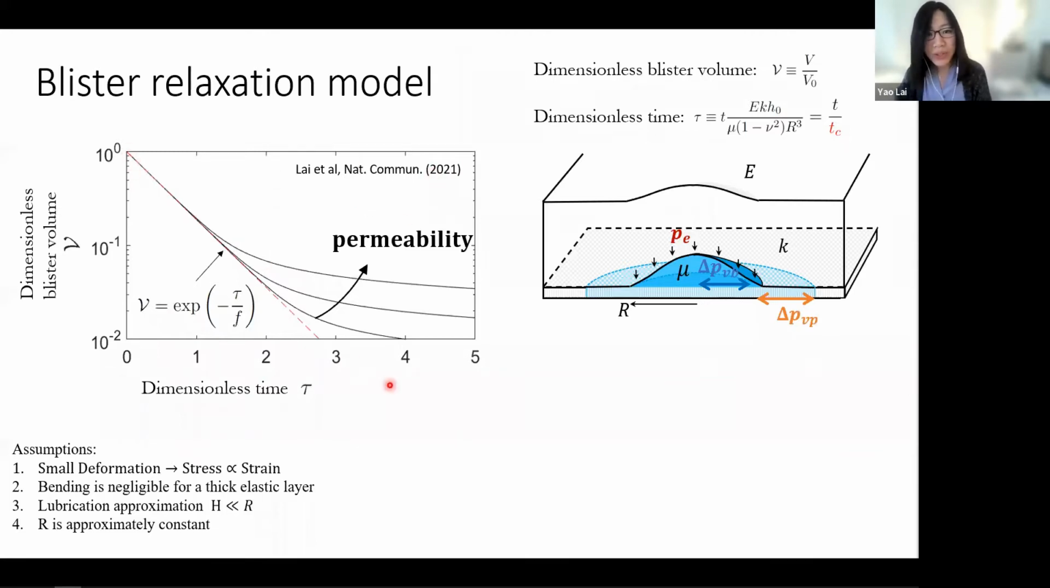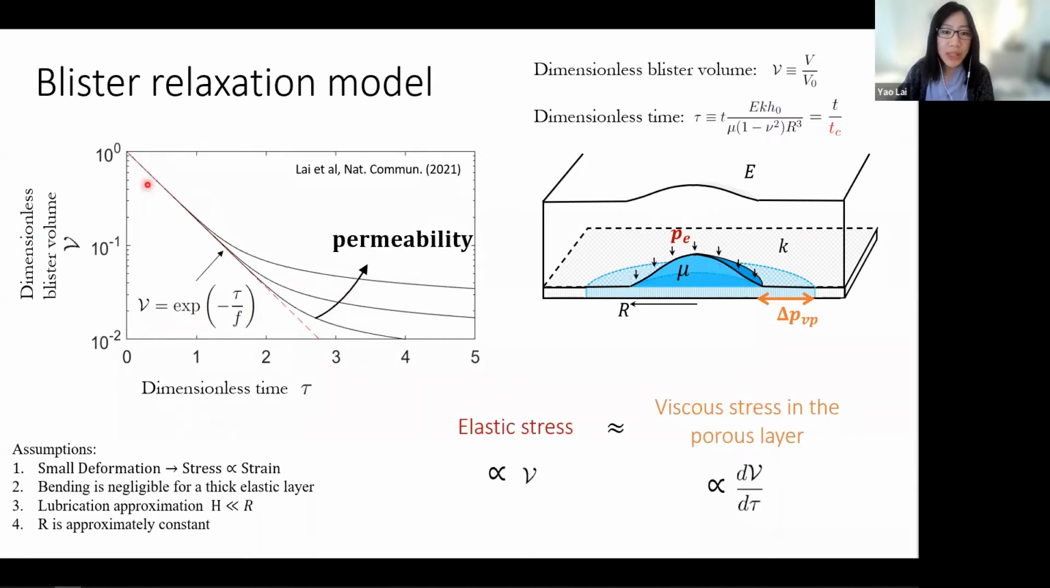And here I'll just quickly show the prediction of the blister volume that decays as a function of time in dimensionless units. In particular, in the limit of low permeability, the relaxation approaches an exponential decay. And this is because when the permeability is small, the viscous resistance in the porous layer is much more important compared to the viscous resistance within the blister.